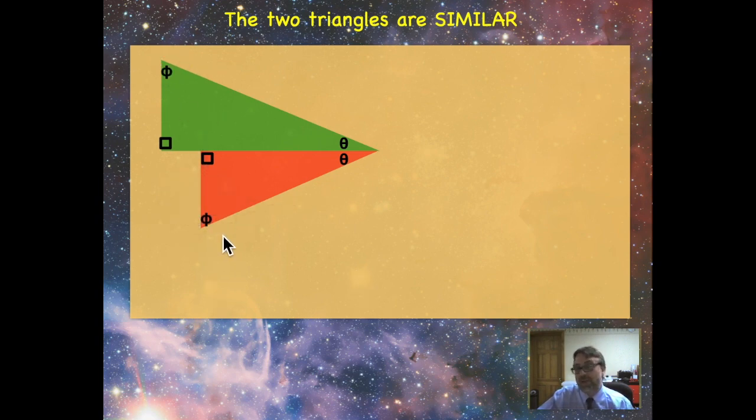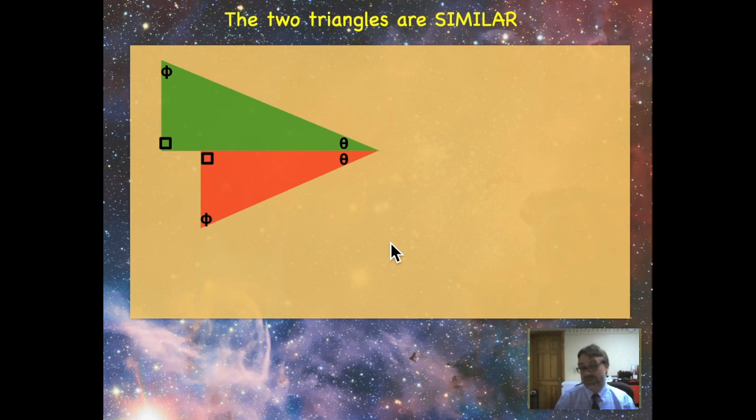I'm going to label that with phi simply because we already used theta, and it doesn't really matter what we use because we're not going to do any trig with these angles. So I have 3 identical angles in both triangles. You may remember from geometry class, if 2 triangles have 3 identical angles, those triangles are similar. That means I can set up ratios comparing the sides of these triangles.